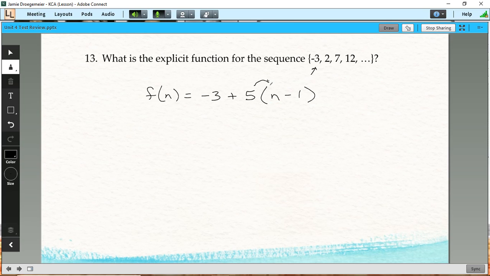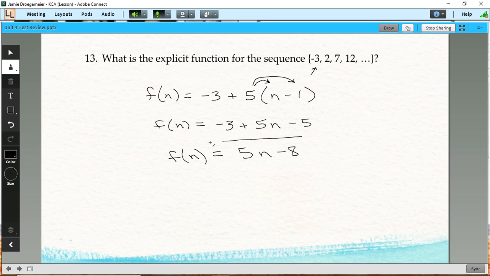And now to simplify it, we can distribute that 5 to each term inside the parentheses. So that would be 5 times n is 5n. 5 times -1 is -5. Combine our like terms. -3 minus 5 is -8. So this is going to be 5n minus 8 would be our explicit formula or explicit function for that sequence.